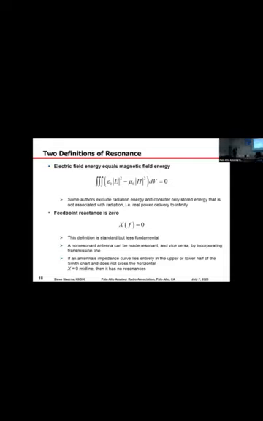The other definition of resonance is based on things you can measure at the feed point, the impedance of the antenna. An antenna is resonant if the reactance is 0. So at any frequency for which the reactance of the antenna is 0, that's a resonant frequency.